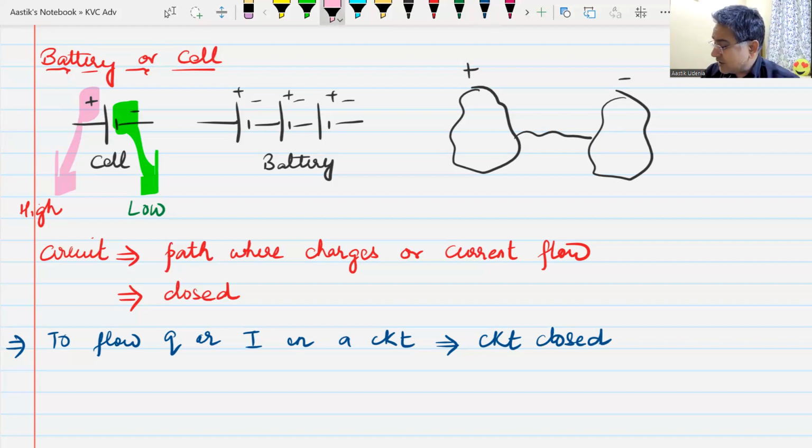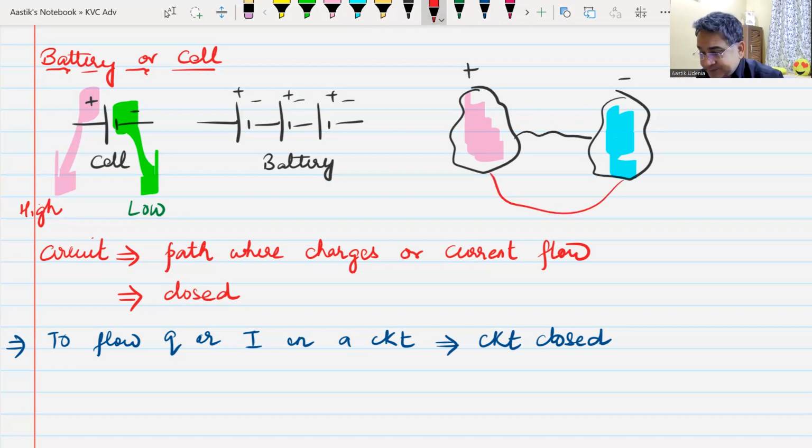In this case, current or charge will only flow till the potential of this blue and the pink conductor becomes the same. I want a continuous flow. What should I do to have a continuous flow of charge? Connect positive charge and negative charge again from the opposite sides. So I connect it like this, like this. What is the heading of the thing that we are doing now? What is the heading? We should connect a battery.